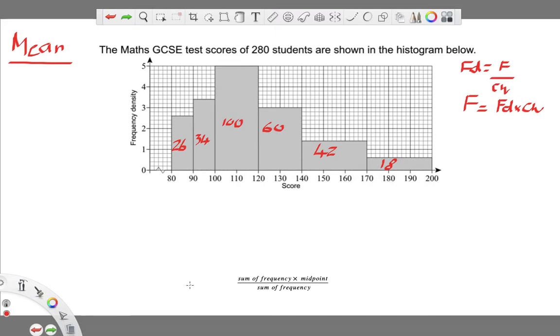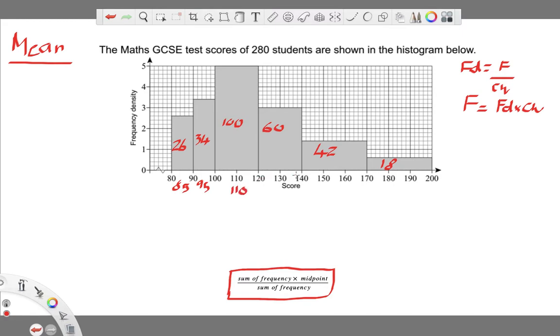Okay, so in order to find an estimate for our mean, we use this equation here, which is the sum of the frequencies times the midpoints divided by the sum of the frequencies. So we've got to find our midpoints. So the midpoint of 80 and 90 is 85. The midpoint of 90 and 100 is 95. The midpoint of 100 and 120 is 110.